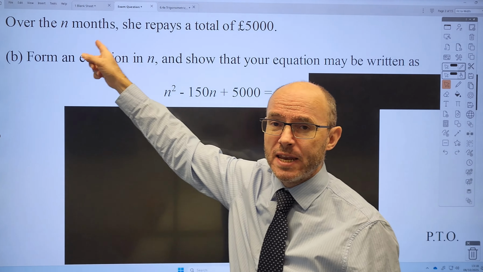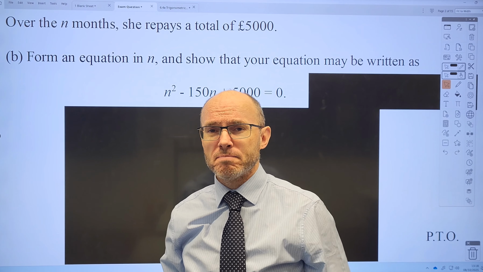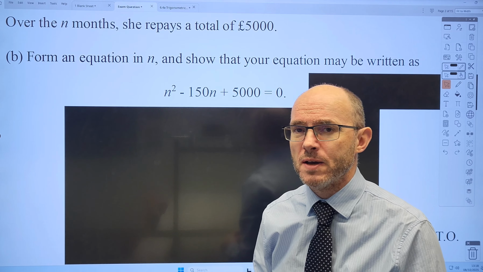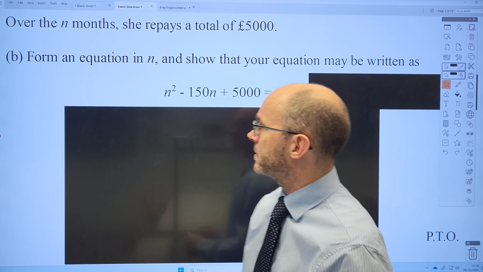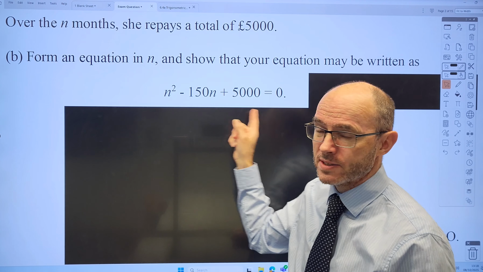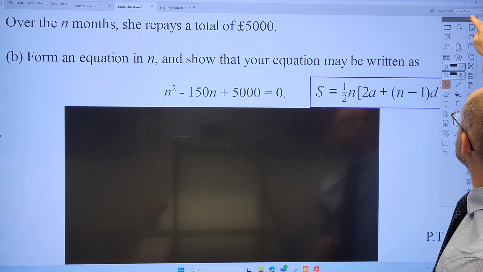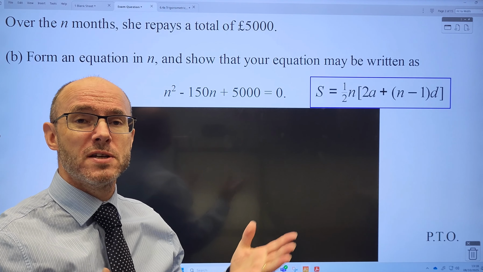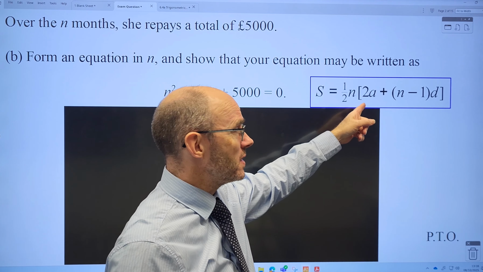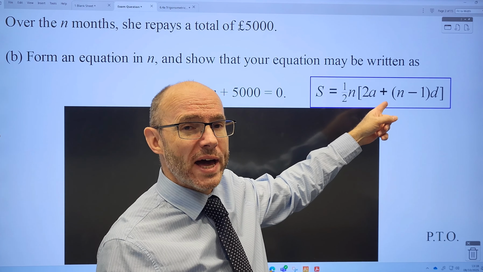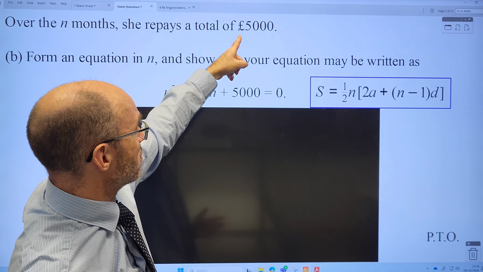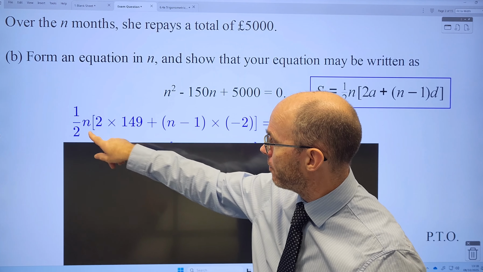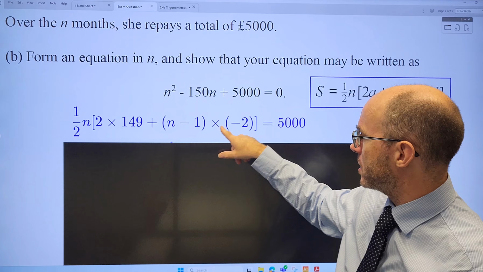Second part: over the n months, she pays a total of £5,000. So someone takes out a loan of £5,000, repays it over a certain amount of time, and you've got to find out how much time that is. Form an equation, and show your equation could be written as this. This is a summation now, so you need the summation formula, half n, (2a plus (n minus 1)d). Fill in the a and the d. We don't know n, we've got to figure that out, but we do know the total sum is £5,000. So we set the equation half n, (2 times 149 plus (n minus 1) times -2) equals 5,000.